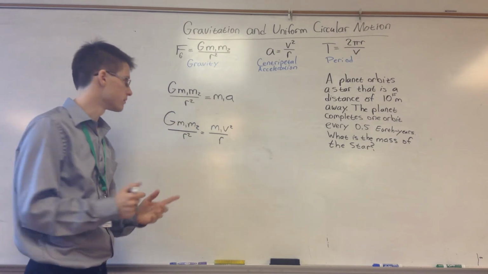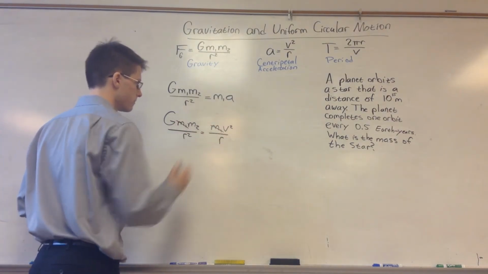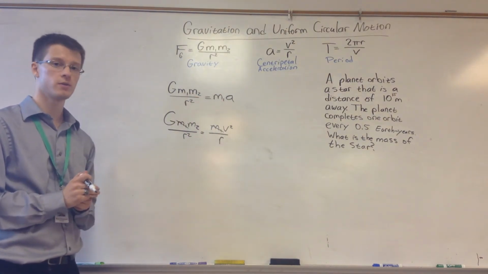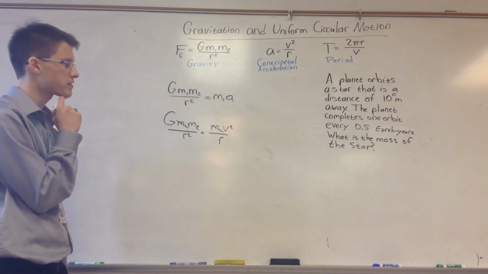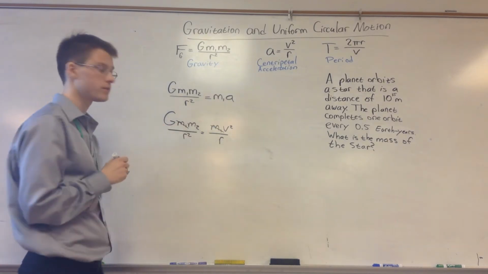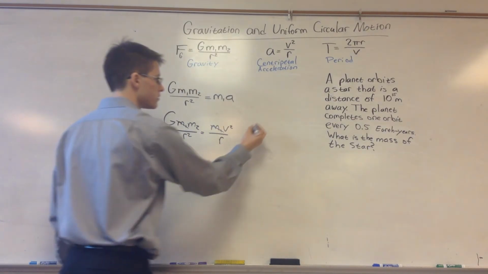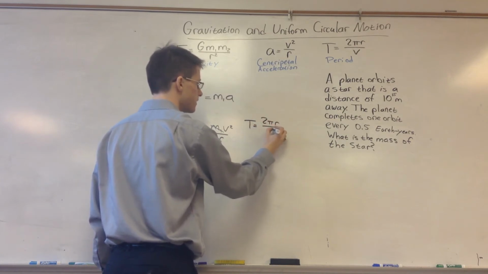Another nice thing that happens is, at least with gravity, this mass cancels this mass. And now you don't have to worry about the mass of the planet. The problem didn't give it to us anyways, and we don't need it. So this problem is asking, though, for the mass of the star. We don't know the velocity. So we need to find the velocity. Well, luckily we have our period equation. So T is equal to 2 pi r divided by v.